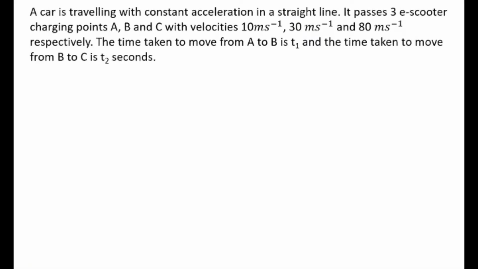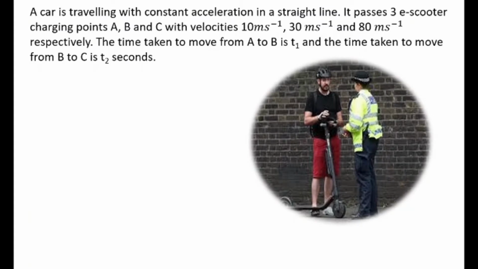A car is travelling with constant acceleration in a straight line. It passes 3 e-scooter charging points, we'll call them A, B and C, and as it passes each of them, it has a changing velocity. As it passes A, it has a velocity of 10. As it passes B, it has a velocity of 30. And as it passes C, it has a velocity of 80 meters per second.